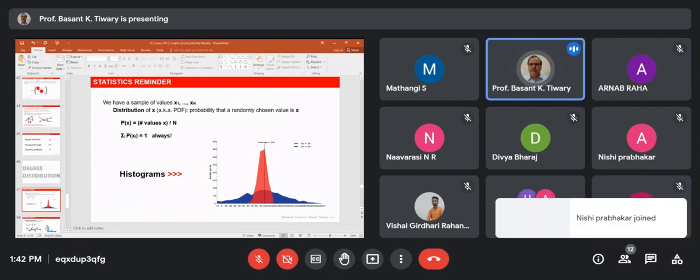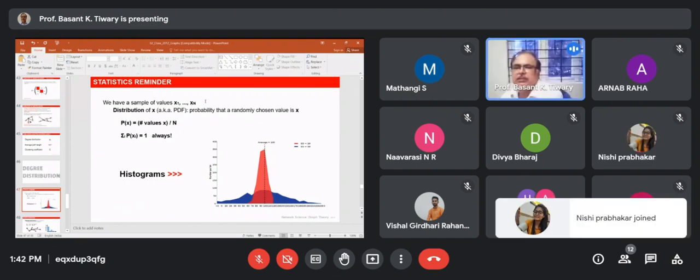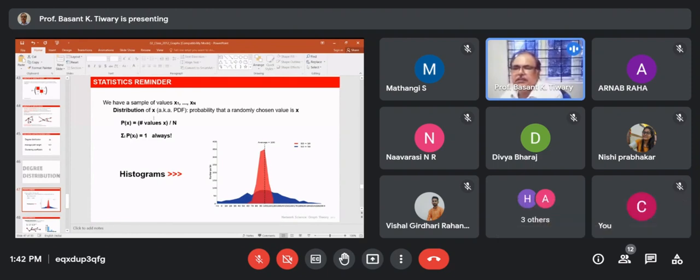You can see here that we have a sample of values x1 to xn. Now the distribution of x, that is the probability density function, is the probability that a randomly chosen value is x, so you can plot it in the form of a histogram.